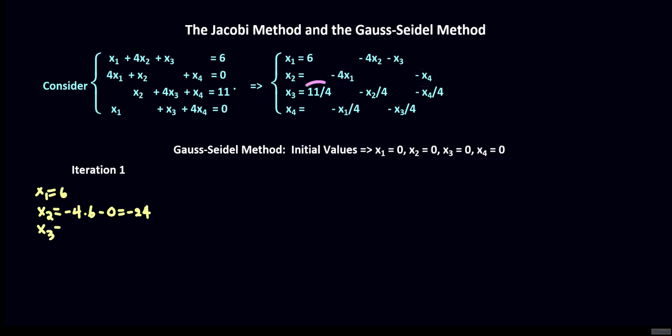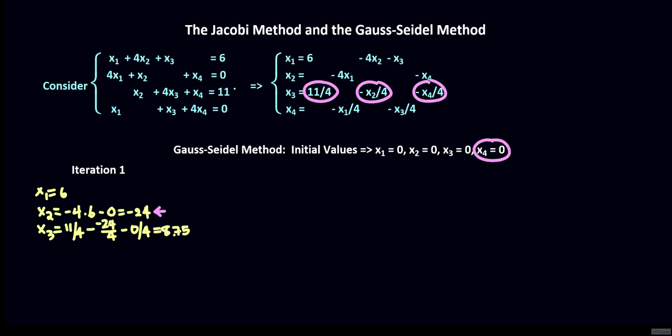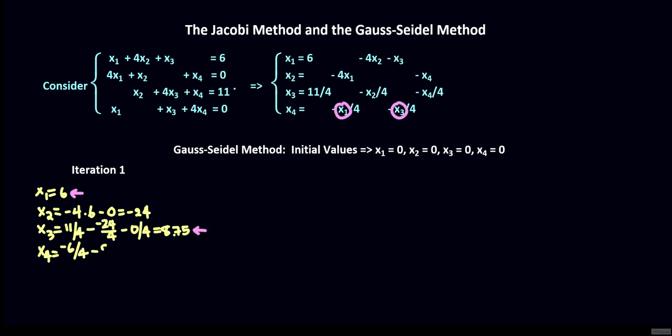The new value of x3 is 11 over 4, minus x2 divided by 4, x2 is now minus 24, minus x4 divided by 4, x4 is currently 0, giving us 8.75 for x3. The new value of x4 is minus x1 divided by 4. x1 is again 6. Minus x3 divided by 4. x3 is now 8.75, giving us minus 3.6875.